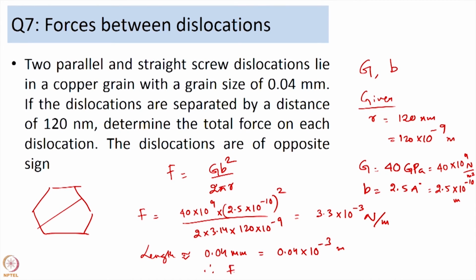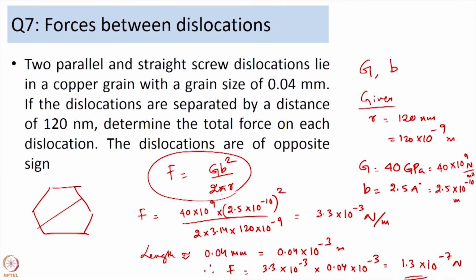Therefore, the total force acting on the dislocation is 3.3 into 10 to the power minus 3 into 0.04 into 10 to the power minus 3. So, that will come out as 1.3 into 10 to the power minus 7 Newton. That is the total force acting on each dislocation because of the presence of a neighboring dislocation. So, this problem involves using the relation Gb square by 2 pi r to understand the force per unit length existing between two dislocations.